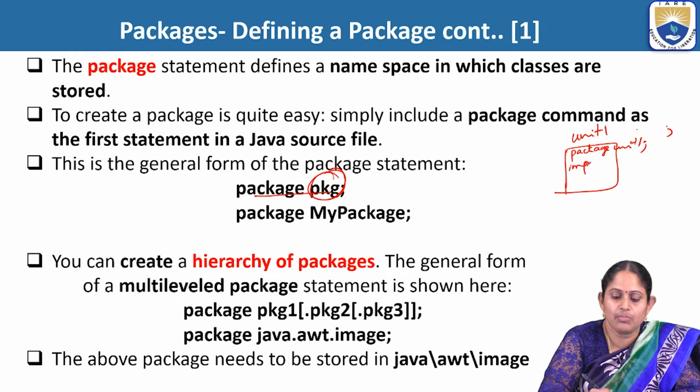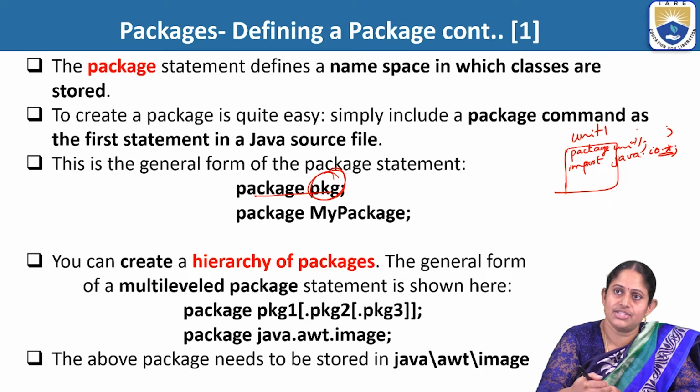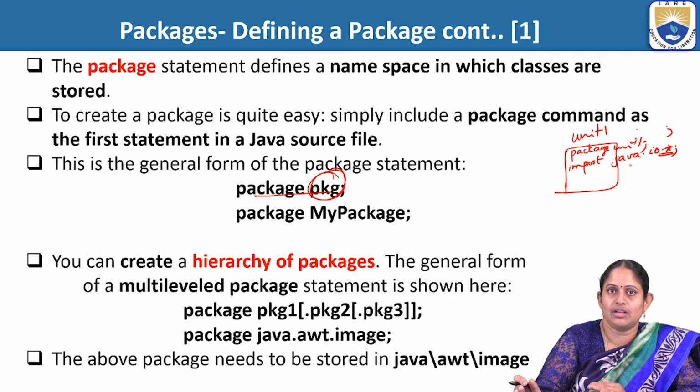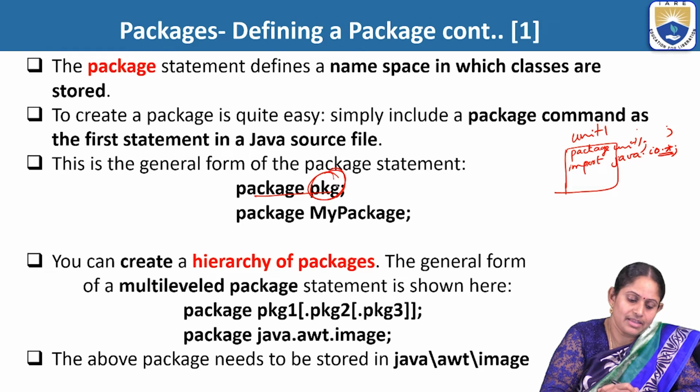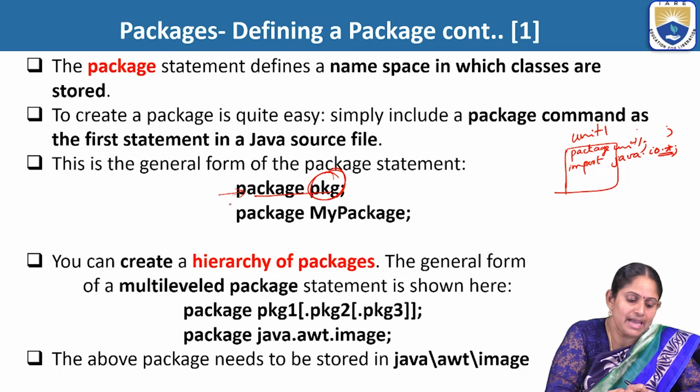So we give import. For example, if we want to make use of the IO package, then we have to give java.io.*. If we use the star, it will import all the classes inside the package IO. And if we want to import a particular class, then we give java.io followed by that particular name. So if we take any source file, the first statement of that file will be the package statement.